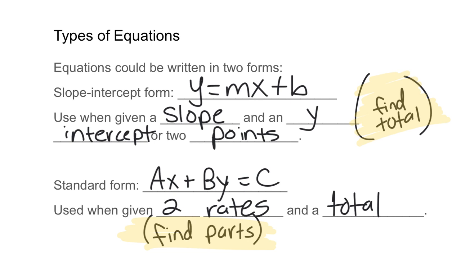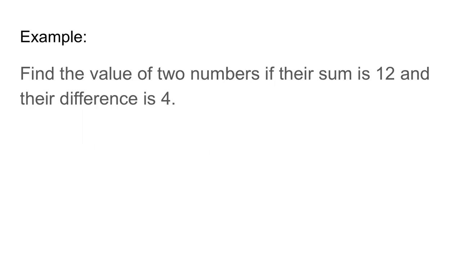All right, the rest of this is going to be examples, because the best way we can get good at this is to keep looking at different scenarios and practicing how to write those different things out. So, first one, this one is a really simple one. It says, find the value of two numbers if their sum is 12 and their difference is 4.